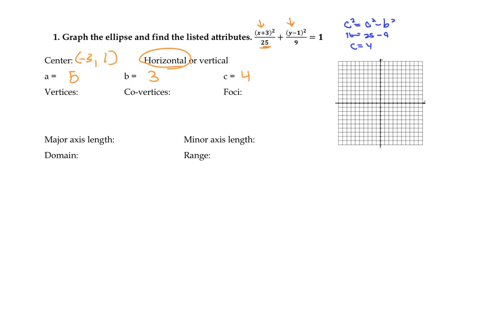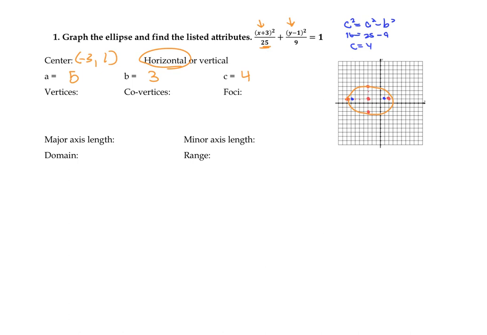So I'm going to go put this on. I'm going to put on my center at negative 3, positive 1. And now I'm going to put on my major axis is 5. My minor axis is 3. So I'm just going from the center, counting left and right 5, up and down 3. And then the foci is at 4. And there is my ellipse graphed.